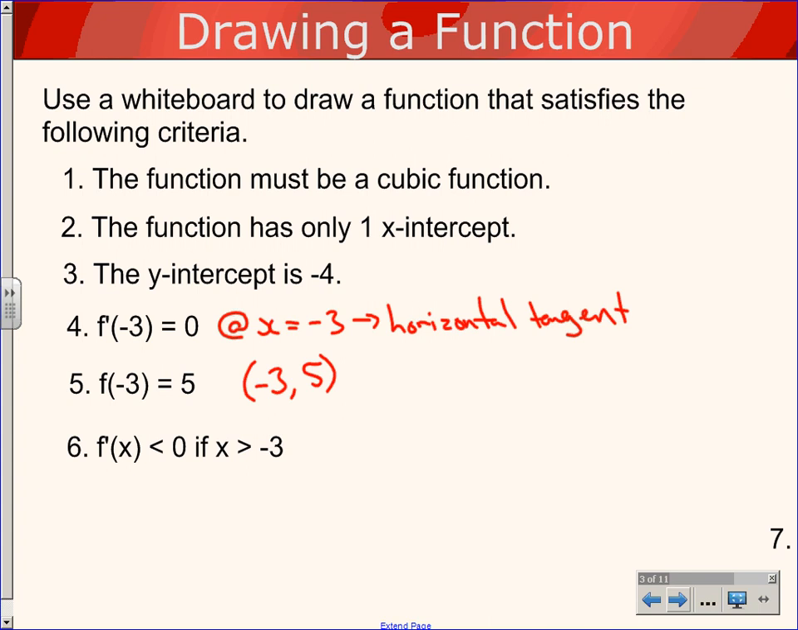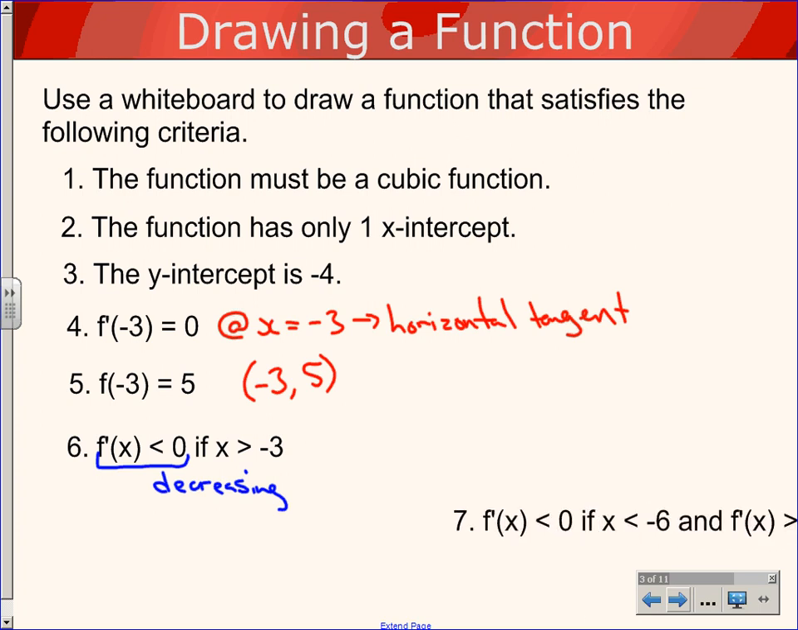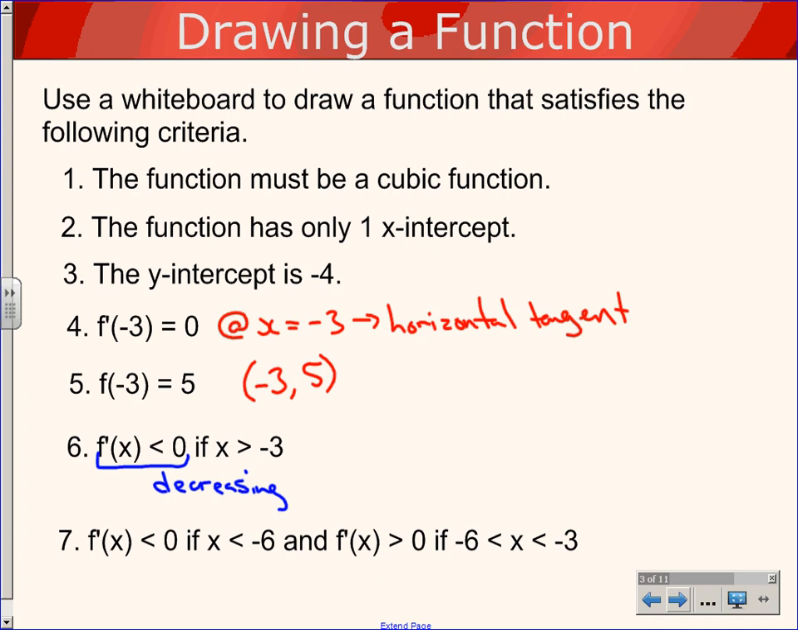It says f prime of x is less than 0 if x is greater than -3. And so maybe this has already happened, but what that's saying right here, if your derivative is less than 0, that means your slope is negative, right? That means your function is decreasing. So the graph has to be going downwards for values of x greater than -3. Notice I had to put greater than -3, not greater than or equal to, because we know at x equals -3, there's a horizontal tangent. And last one, that's a big one.